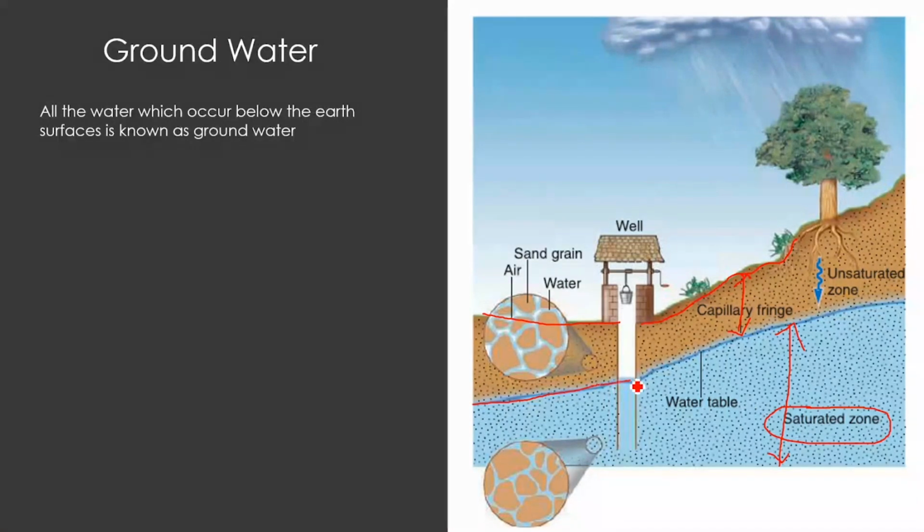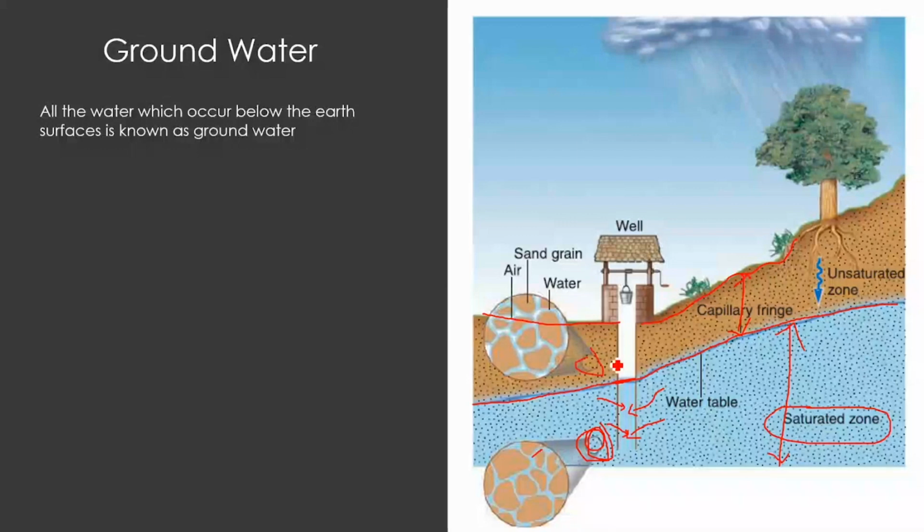The contact between this groundwater and the unsaturated zone, we call a water table. For example, this is an open well which you have constructed, and the water coming out from this saturated zone collects in this well, which we use for our activities. This part is mostly saturated with water, whereas in the unsaturated zone there will be water, air and sand grains together.